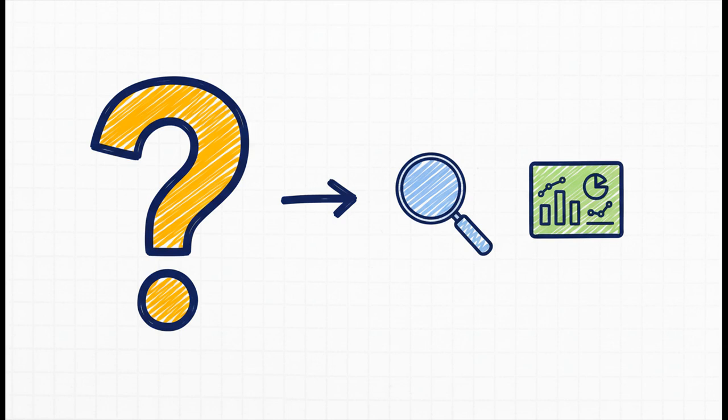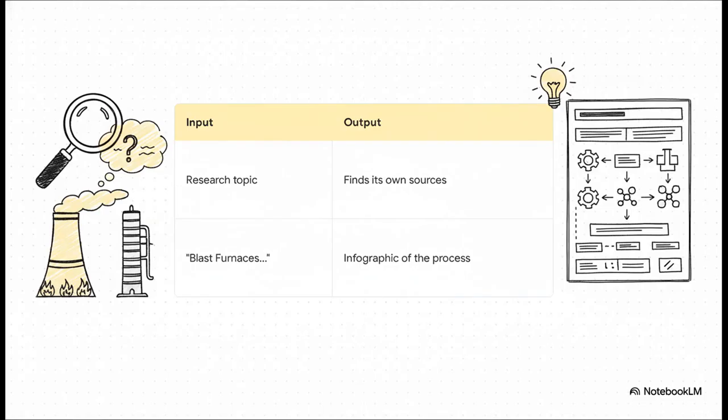Okay, that's pretty cool. But what if you're starting from zero? What if you don't even have a source yet, just a topic you need to learn about? This is where things get really wild. You can just give NotebookLM a complex topic, like blast furnaces. The AI will actually go out, find its own sources, research the topic, and then come back and generate an infographic diagramming the entire scientific process. It's not just a designer, it's basically your personal research assistant.